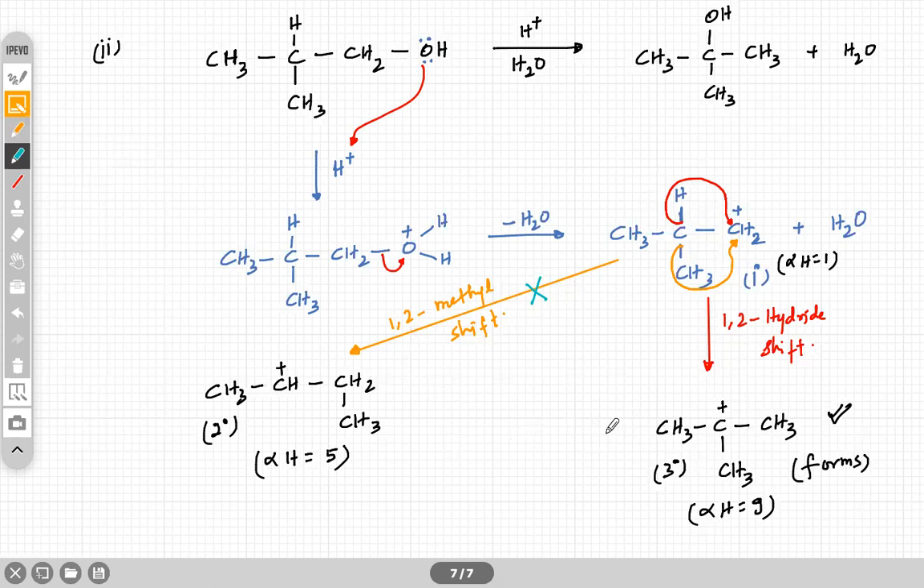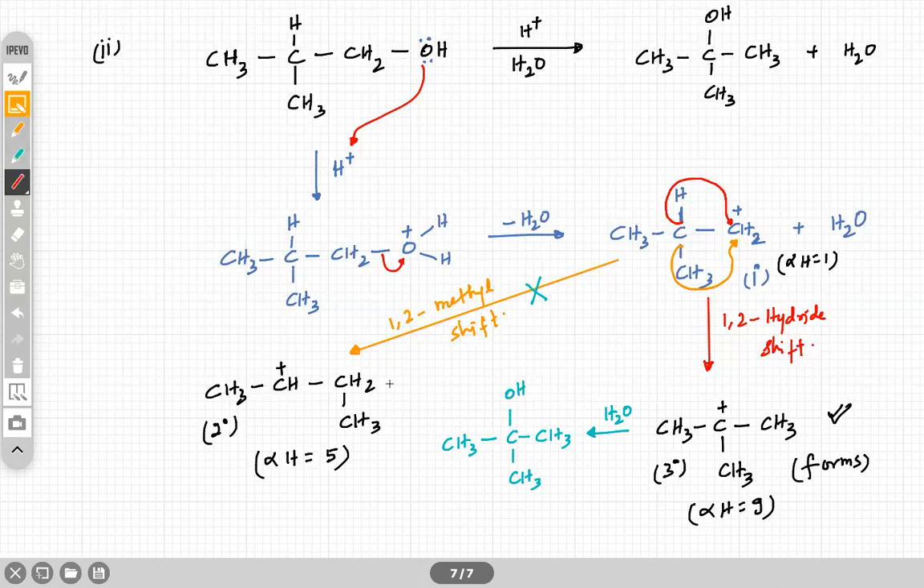And the last step, this carbocation is getting attacked by the nucleophile, and that is water here. So I'll write down the product directly. That would be CH3, CH3, CH3, and OH here on the top. This is the final answer for this question.